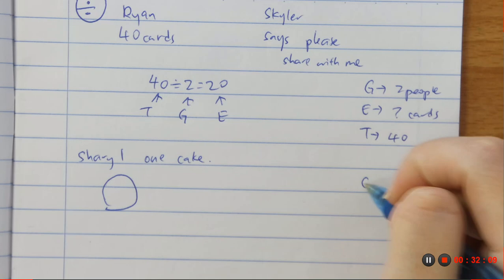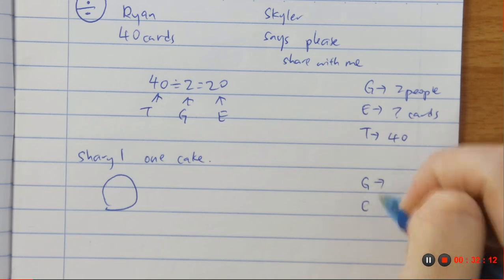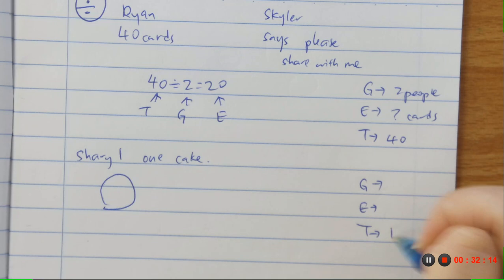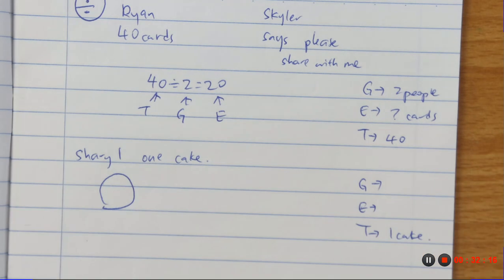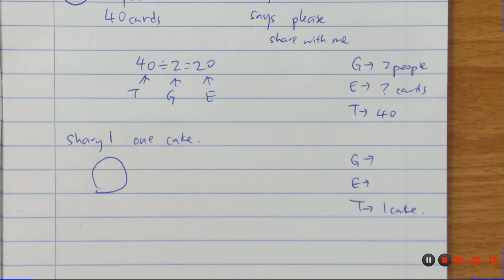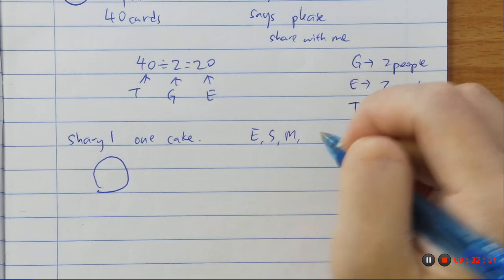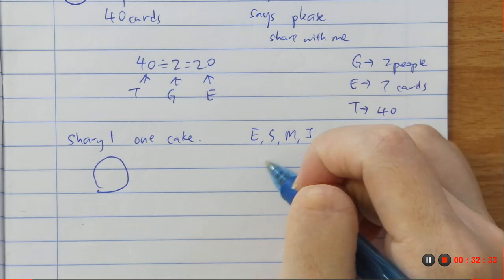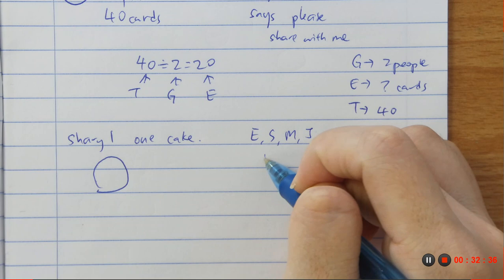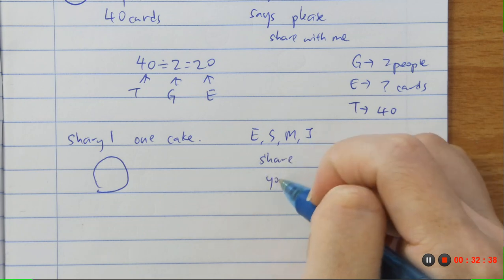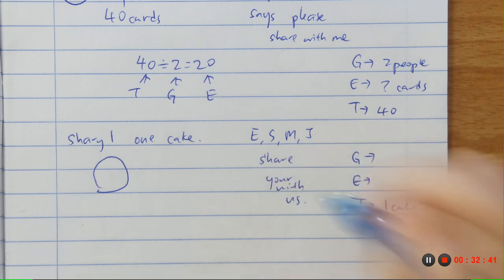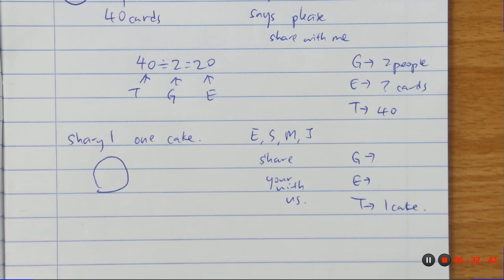So she's still with one cake. We're talking about division. Elena, Marianne, Summer, and Janisha all come. Elena, Summer, Marianne, Janisha. Hey! Share your cake with us. All together, how many people?